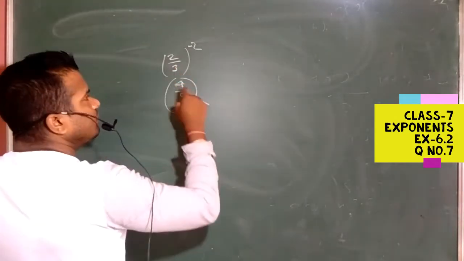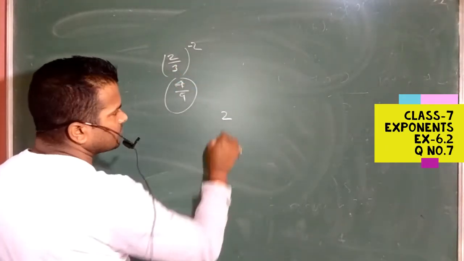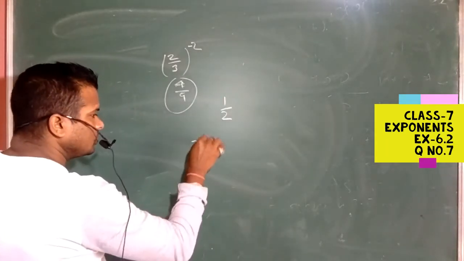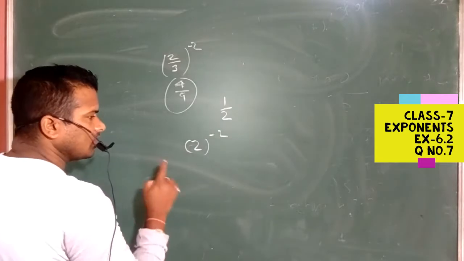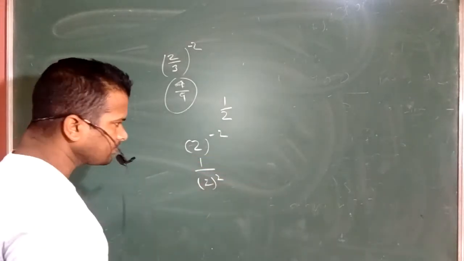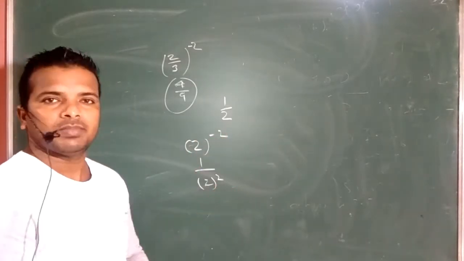If it is minus 2, we need to write it in reciprocal. Reciprocal of 2 is what? 1 by 2, means fraction. If it is 2 to the power minus 2, how will we write? 1 by 2 to the power plus 2. Okay? Reciprocal. Minus, it will be plus.